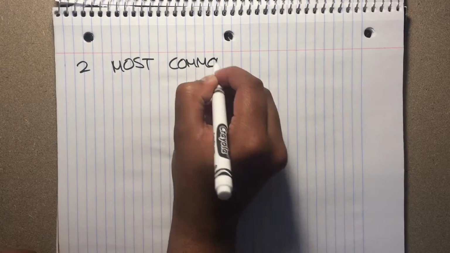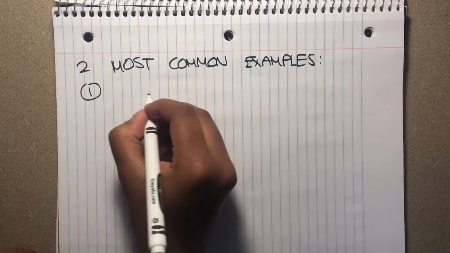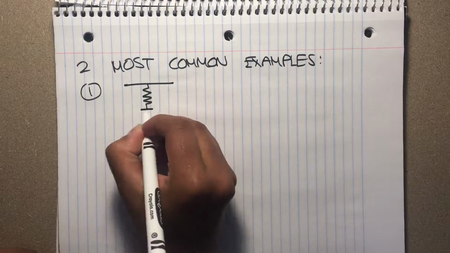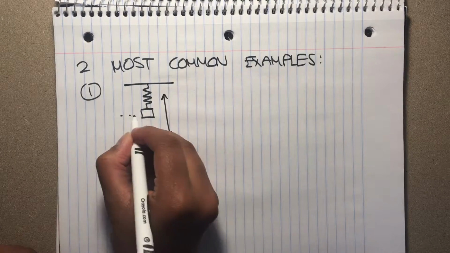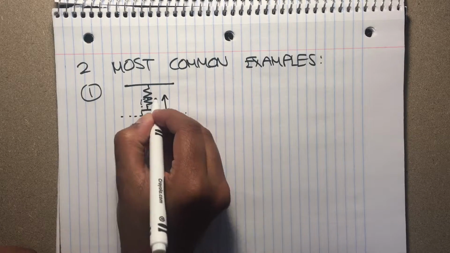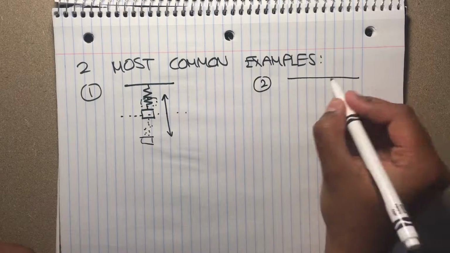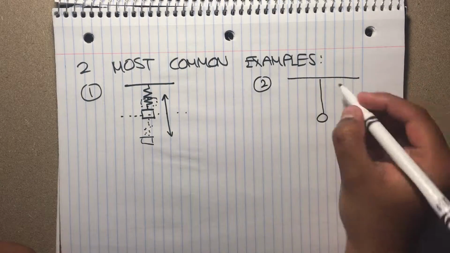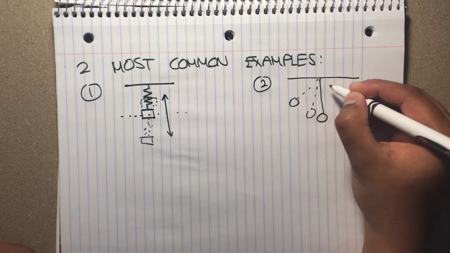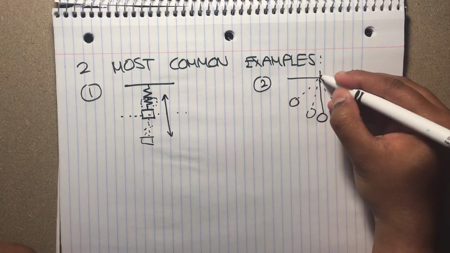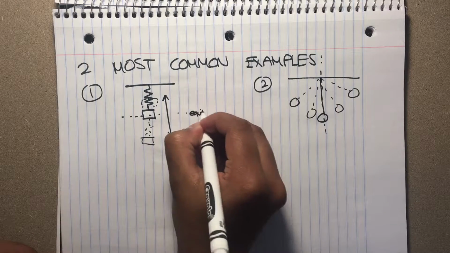The two most common examples of simple harmonic motion are mass on a spring and a pendulum. When displaced from equilibrium on both the spring and the string, a force continually tries to bring the body back to its original state.